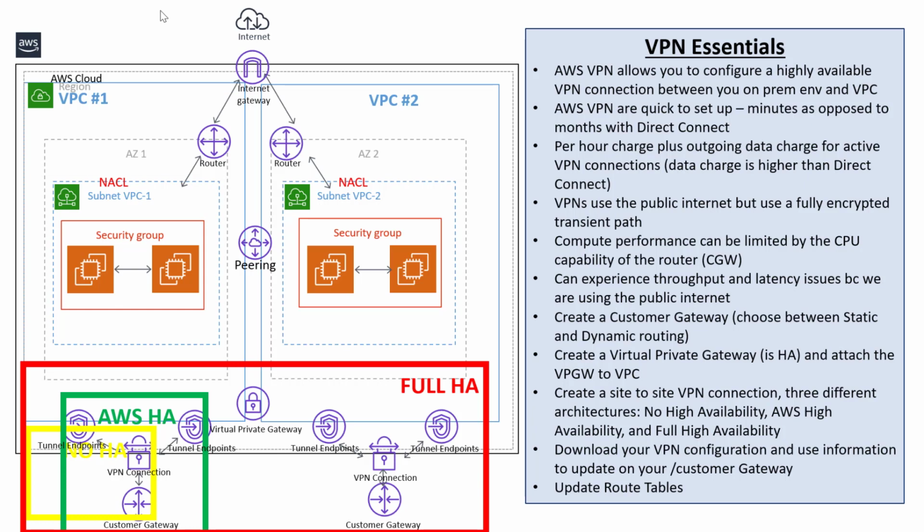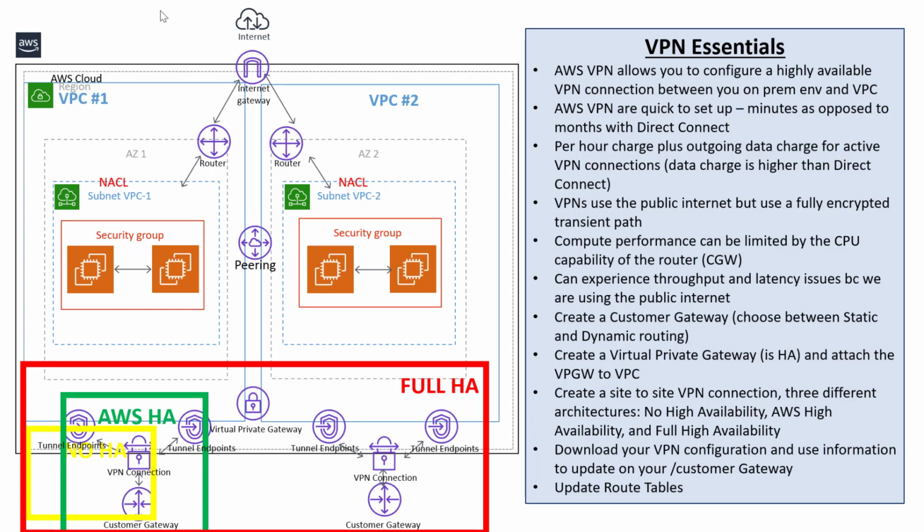So let's go over a few VPN essentials. AWS VPN allows you to configure a highly available VPN connection between your on-prem environment and your AWS VPC. VPNs use the public internet to communicate between on-prem and your VPC using hardware-based highly available VPN connections, and that also use a fully encrypted transient path.